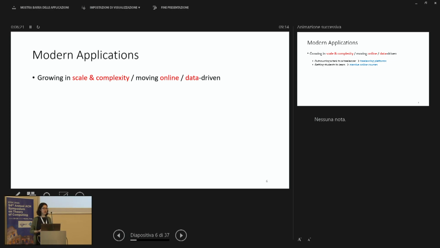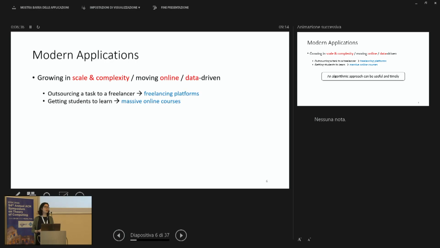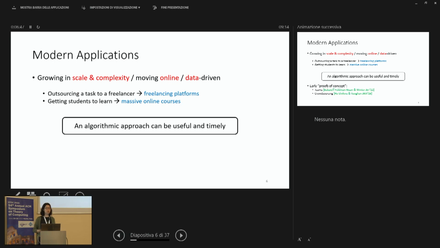What's happening with contracts? What we saw on the previous slide is an example of a classic contract. And what's happening is very similar to auctions. Contracts are growing in scale and complexity, and they're moving online, and they're becoming more data-driven. If we think of our examples, there are online freelancing platforms, which are very large and dynamic. You can think of massive online courses. And this motivates an algorithmic approach. It could be useful and timely to apply an algorithmic approach.